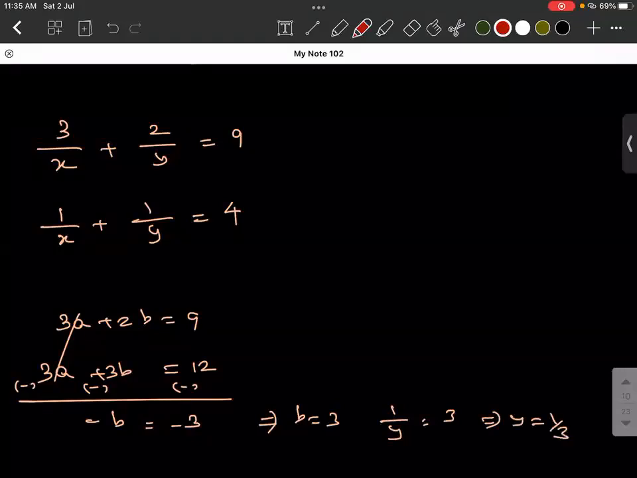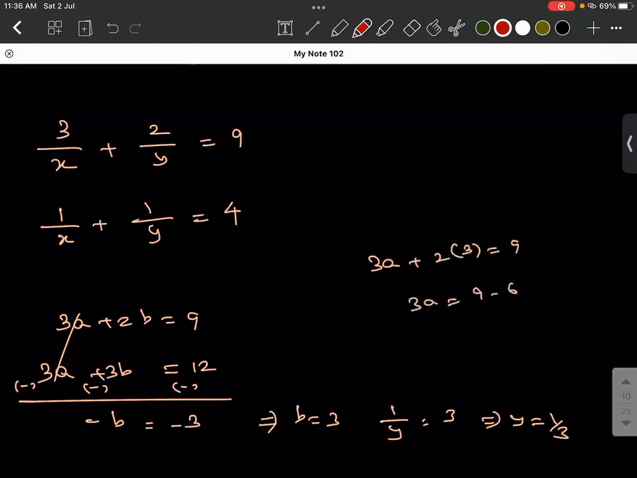Is that what you got? Similarly, when b is 3, take it and substitute in any one of the equations. 3a plus 2 into 3 is equal to 9. So 3a is equal to 9 minus 6, which is 3. So 3a is 3 means a is 1. a is 1 means 1 by x is 1, which implies x is also 1. So the point is 1 comma 1 by 3. Is that what you also got?